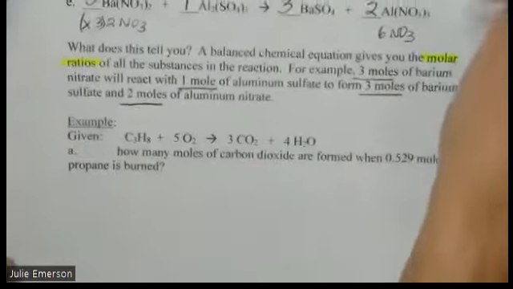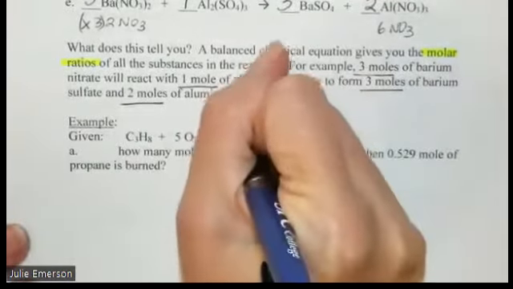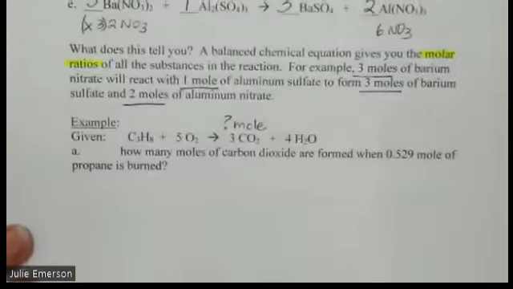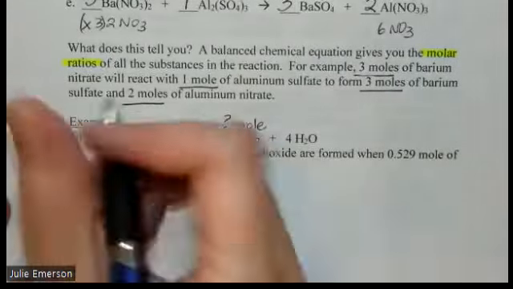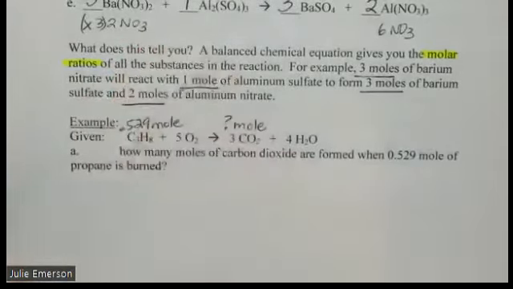We've got a combustion reaction of propane, which is C3H8, PROP meaning 3 carbons. And we're reacting it with 5 oxygens. It makes 3 carbon dioxides and 4 H2Os. And this question is asking how many moles of carbon dioxide are formed when 0.529 moles of propane are burned.